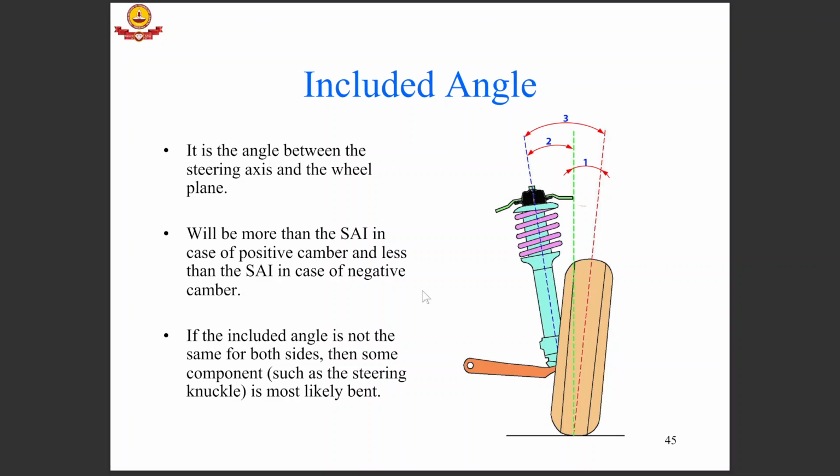So, in other words, by looking at these wheel alignment parameters, we can diagnose what changes need to be made so that the vehicle works in a better way.